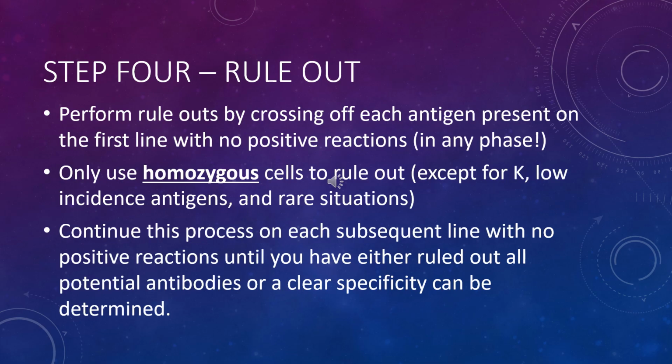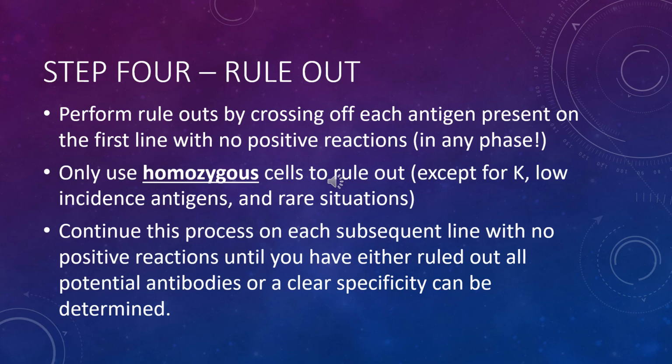All right, I got a little ahead of myself on that last slide, but this is how we're going to start figuring out what antibody we have. Starting with the first negative reaction of your panel, you go through that cell's phenotype and cross off each homozygous antigen. You'll see what I mean in a moment when we go through the practice one. We only want to use homozygous cells for rule outs because these cells have the strongest expression of the antigen. And that's related to the dosage effect that I talk about on the next slide.